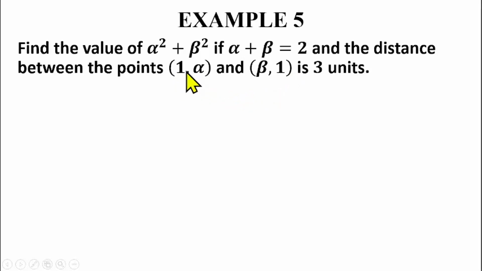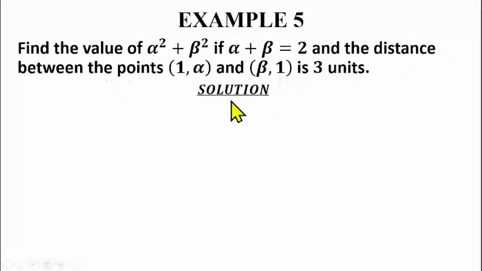So we have (1, alpha) and (beta, 1). These are two coordinates, and they said distance between them. So that is why this question is related to what we are talking about. So we have been given the distance between these 2 points, which is 3. So then we have to get the value of alpha squared plus beta squared, given alpha plus beta equals 2. So let's see that in action as well.